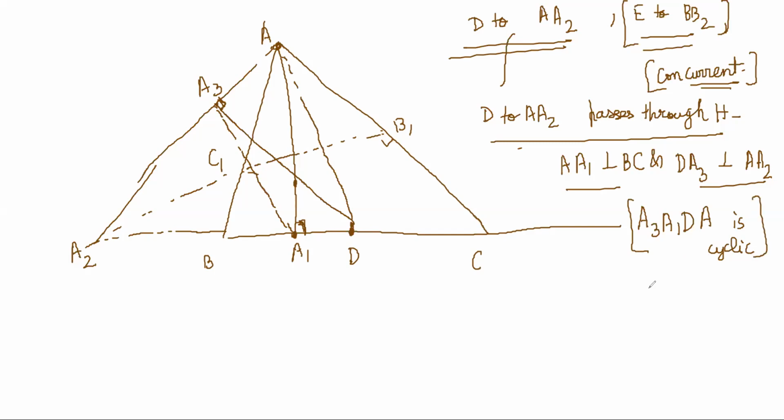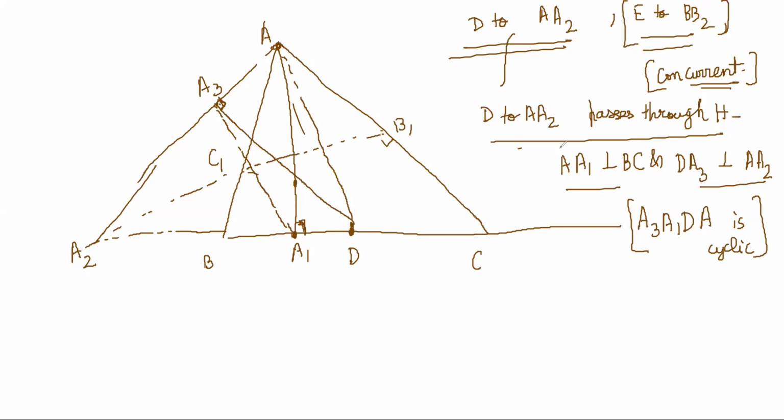Now, this cyclic quadrilateral is coming. A1 is a diameter? A3D is also a diameter? No, A3D is not a diameter. Sorry, AD is a diameter, and AA1 is not. Only AD is a diameter. Yeah, AD is the diameter of the cyclic quadrilateral.